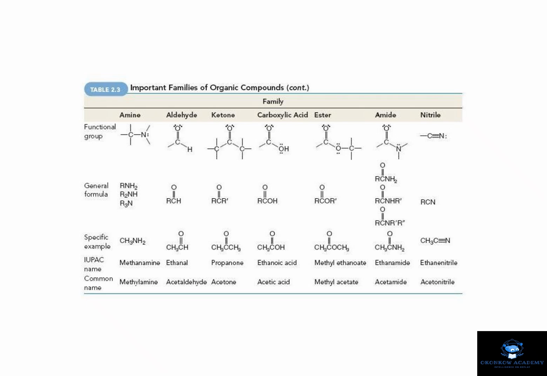That brings us to the end of lecture 2 on functional groups. We've covered the full landscape of the most important organic compound families: hydrocarbons, alkanes, alkenes, alkynes, and aromatics, as well as heteroatom-containing families including alkyl halides, alcohols, ethers, amines, aldehydes, ketones, carboxylic acids and their derivatives, and nitriles.